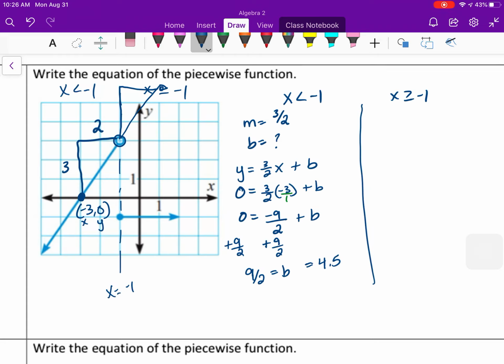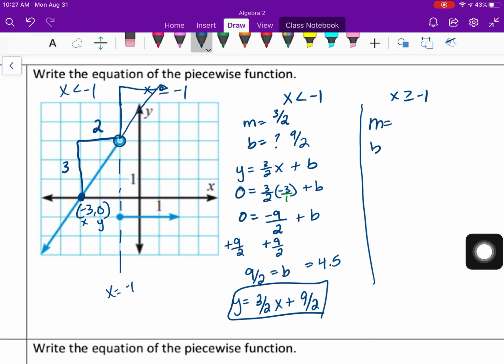Now the last one was 2/3, so you know that's 0.6 repeating, so it really doesn't work very nicely to put that in our equation. So I prefer the fractions. It's more of an exact answer, but technically 9/2 and 4.5 are both exact. So your equation for this one would be 3/2 x plus 9/2 for that side.